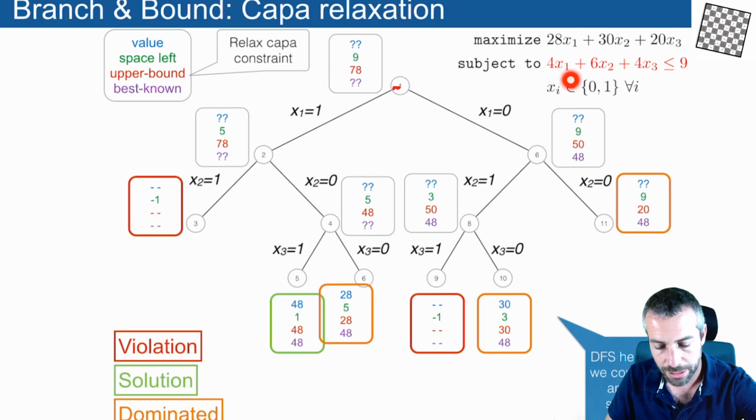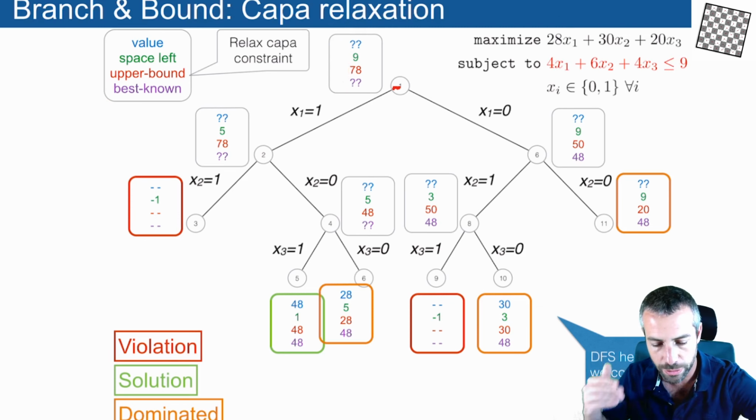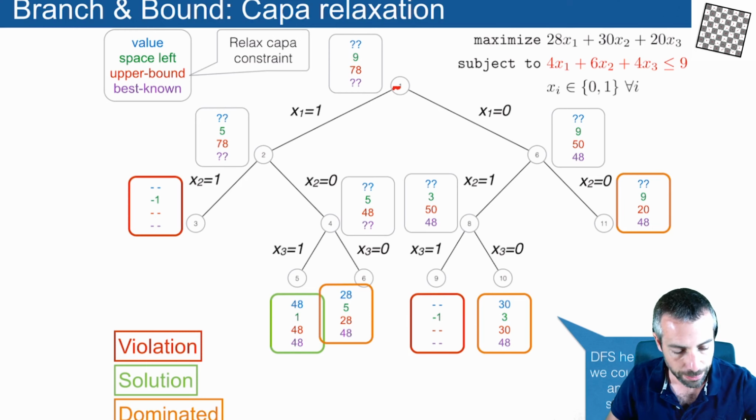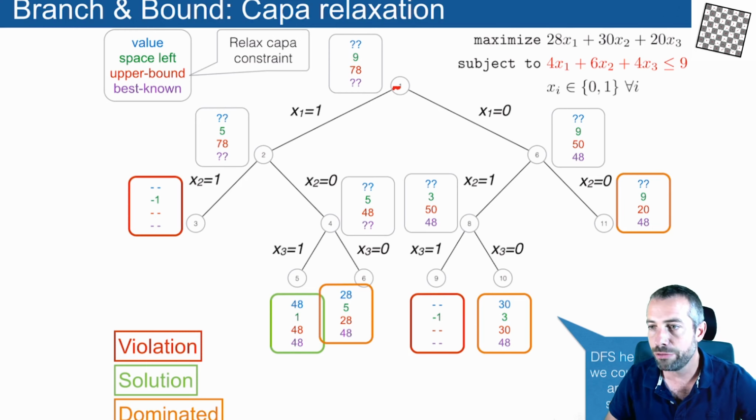So we don't take this constraint into account. You simply assume that you can take all the items without any limits. So 28 plus 30 plus 20, and you've got here 78. And you've got the capacity. Of course, you don't have a feasible solution yet, so the best known solution is still unknown.